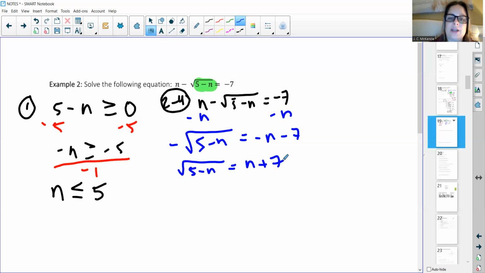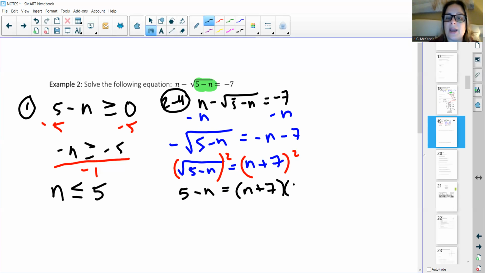Okay. We're now going to square both sides. Square this side and we square this whole side. First with the left-hand side, the opposite of square rooting something is to square it, so everything that is inside breaks free. The next one is n plus 7 and the whole thing is squared. This is not the same thing as n squared plus 7 squared. This is n plus 7, squared. It's multiplied by itself.